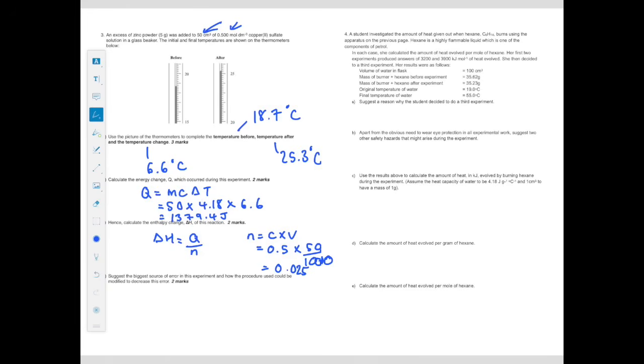And then lastly, make sure that Q is in the correct units. So we need it to be kJ. What we do is we take this number here and we simply divide it by 1,000 to get 1.3794, and then just pop those numbers in. So 1.3794 divided by 0.025. I'm always running out of space.